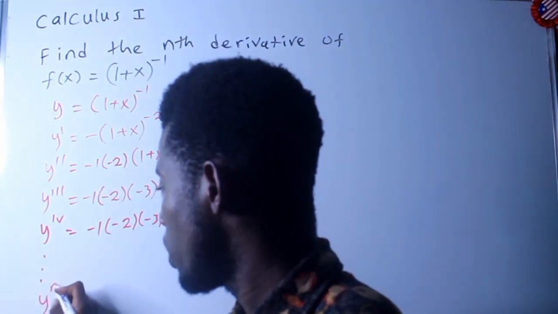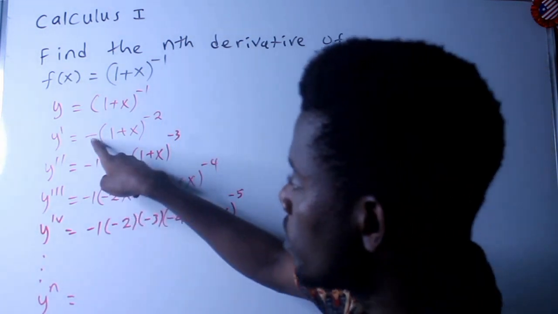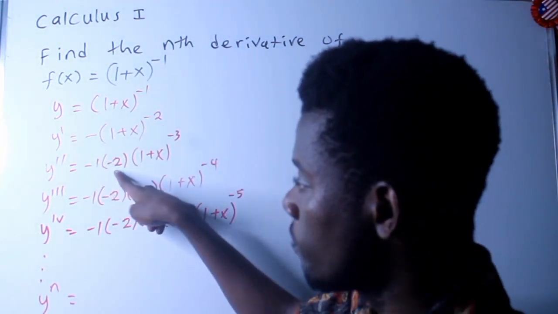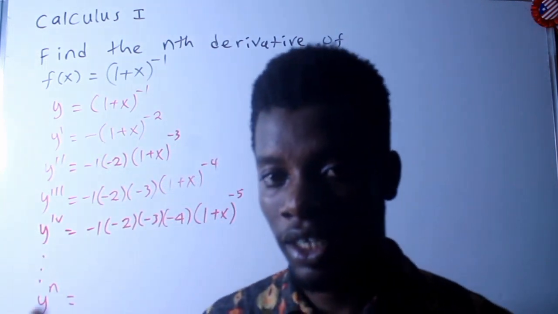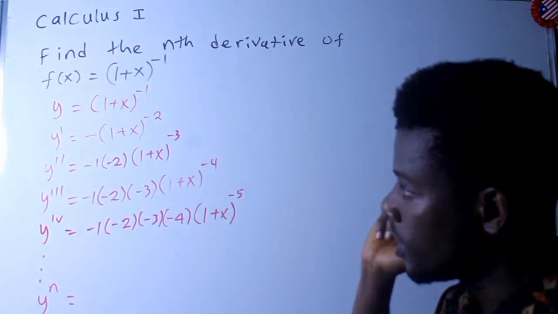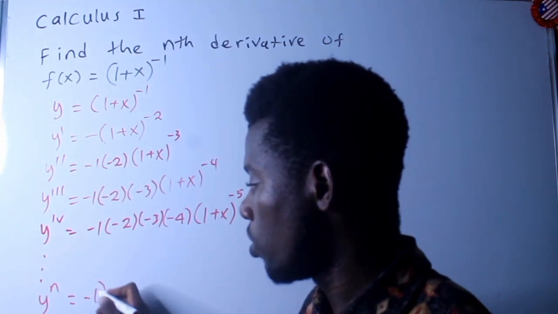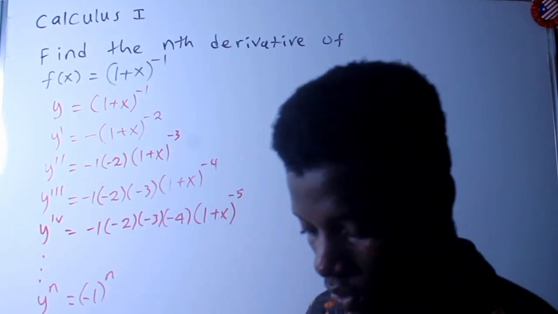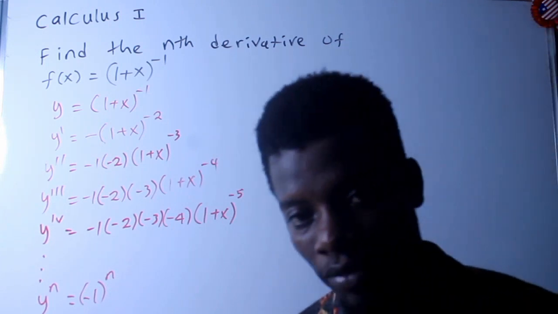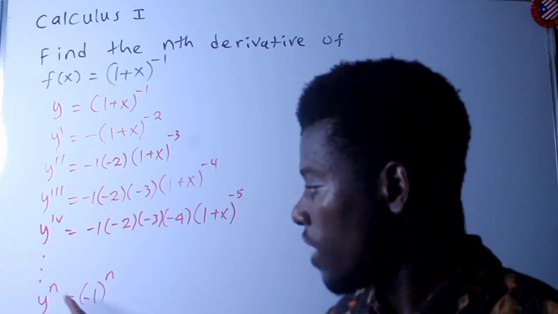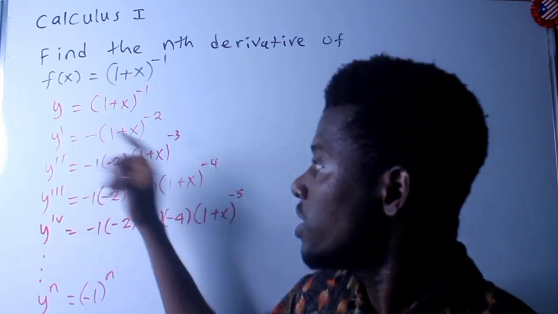We have y to the n. So y to the n is the nth derivative. Let's observe. The first derivative is negative. The second derivative is positive. The third derivative is negative. The fourth derivative is positive. So I'm looking at sign change. If the first derivative is negative, I'll have -1 raised to the power of n, where n is a counting number, so we'll start from 1. First derivative, second derivative. So if n is 1, the first derivative here will be -1 to the power of 1, and that will give us negative.